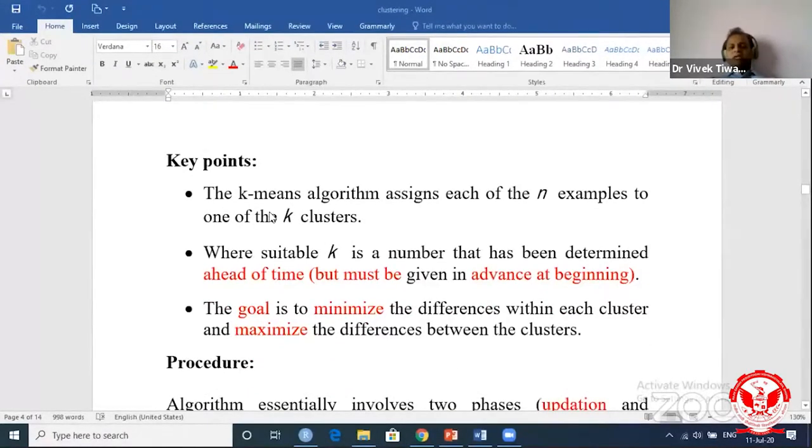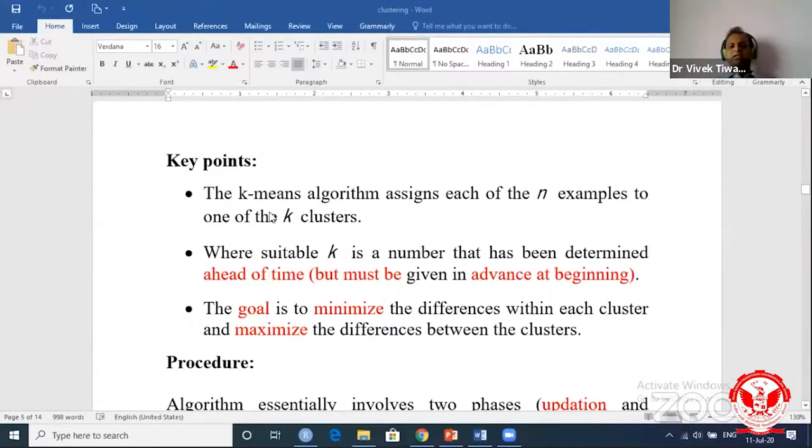The k-means algorithm assigns each of the n examples to one of the k clusters. That is a very simple point. That is also a condition of the partitioning method. It means once you apply the k-means clustering algorithm on the data, suppose you have n number of observations, after the clustering process is over, each and every data point must belong to one of the clusters.